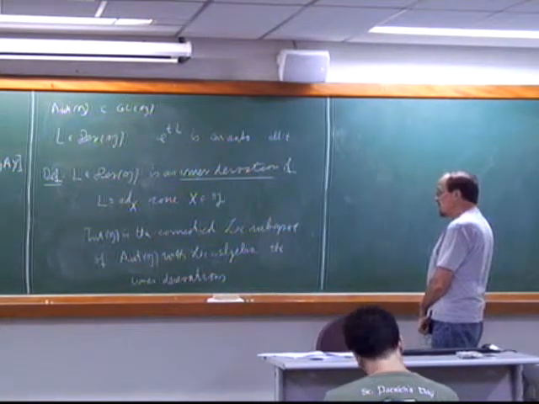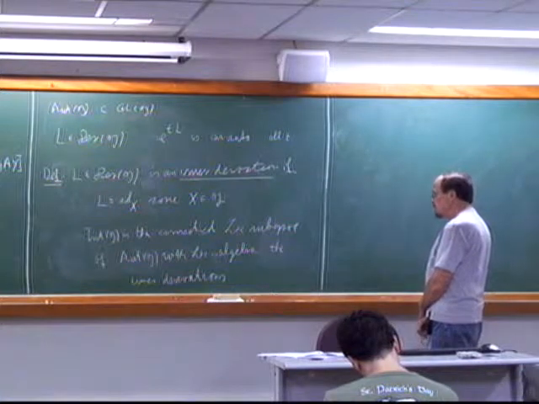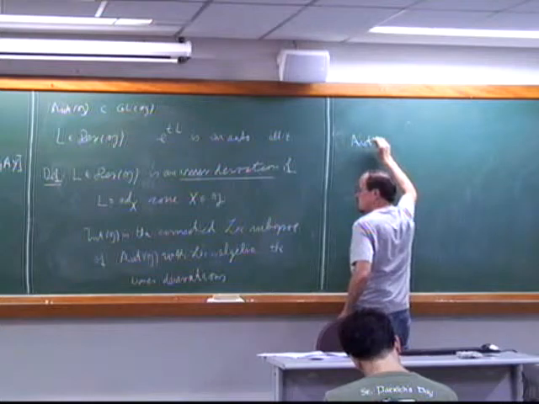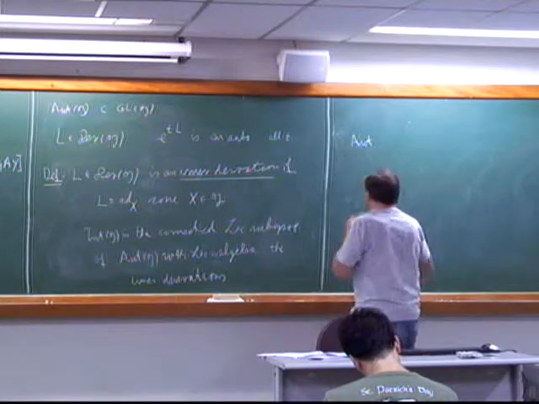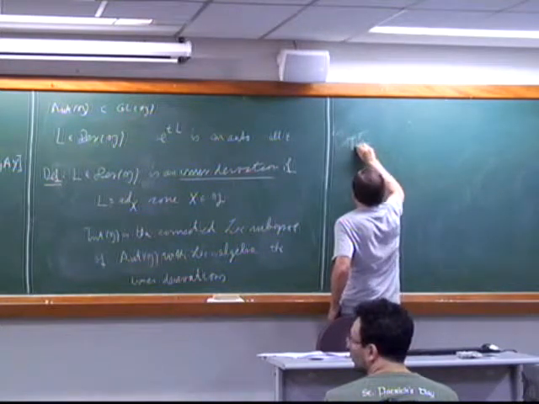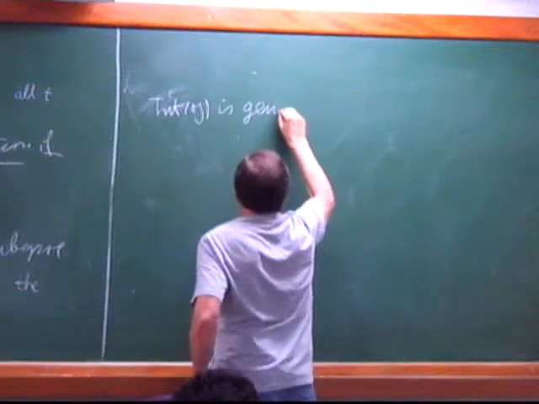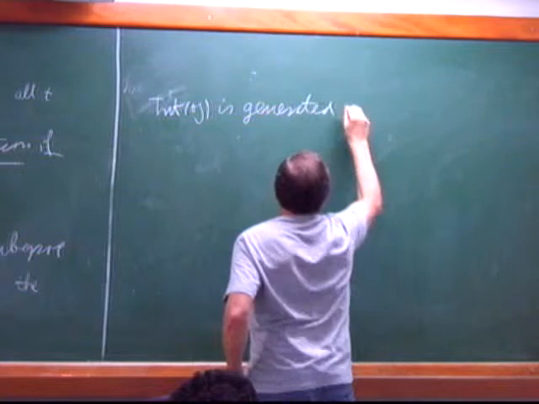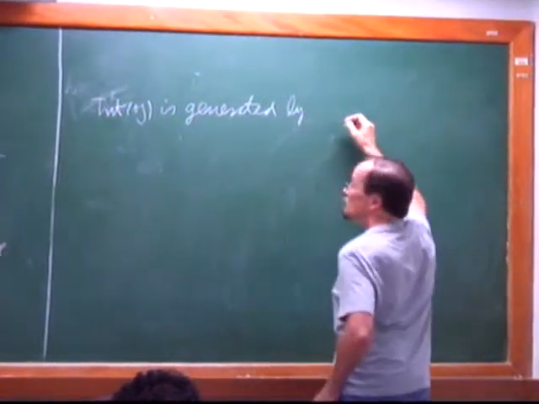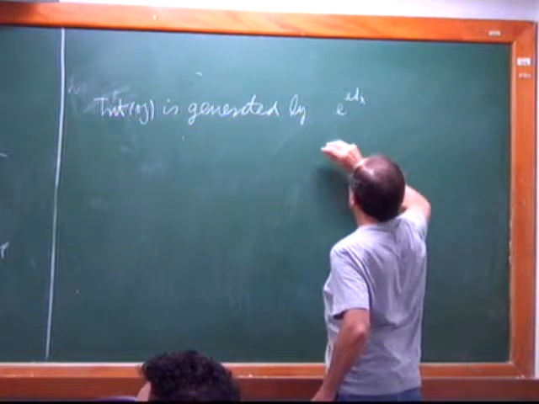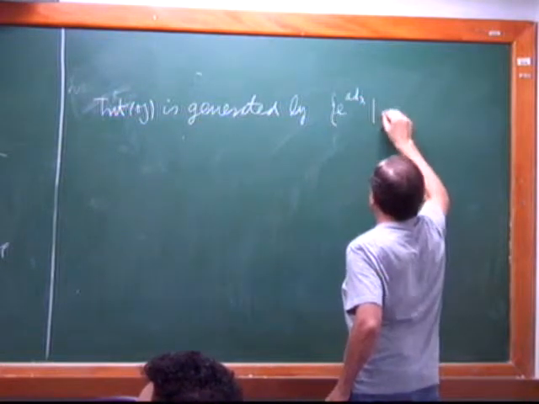So on the one hand, I can say, what does this mean? It says that Int G is generated by e to the ad x, by a set of e to the ad x.